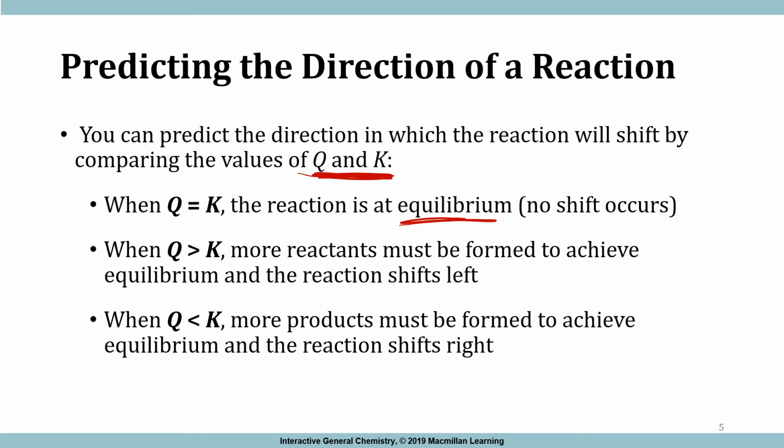So if Q is greater than K, more reactants must be formed to achieve equilibrium and the reaction will shift left. And if Q is less than K, more products must be formed to achieve equilibrium and the reaction shifts right. So for these types of equations, you're going to be solving for Q and comparing it to K to estimate this.